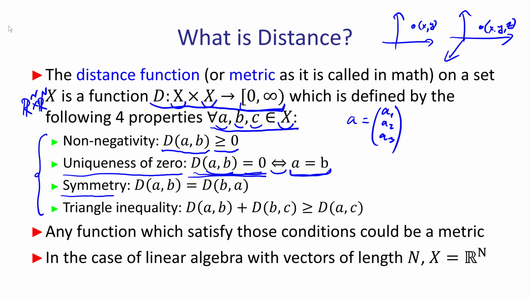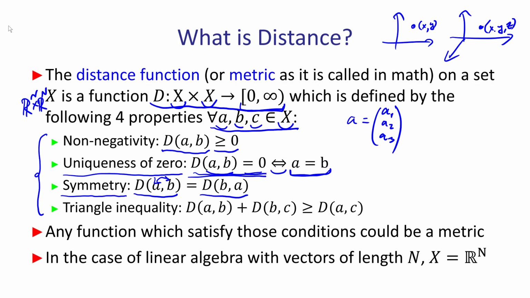The third property is the property of symmetry. The distance between vector A and B is the same as the distance between vector B and A. So you can replace the order without changing the distance function. And this is obvious because the distance between one point and another point is the same distance as from the second point to the first point.